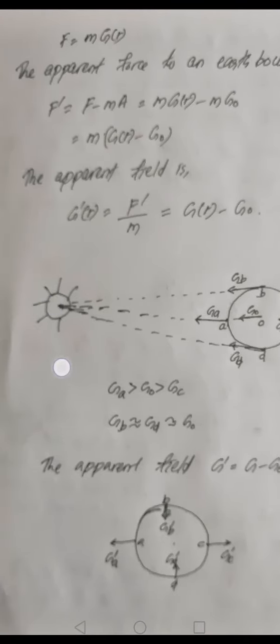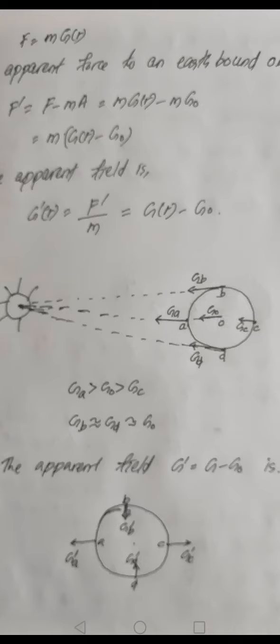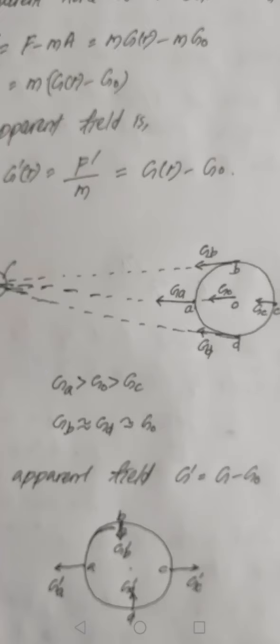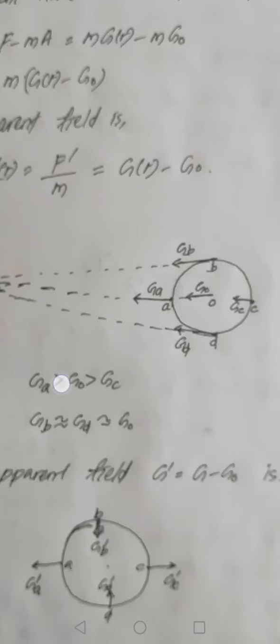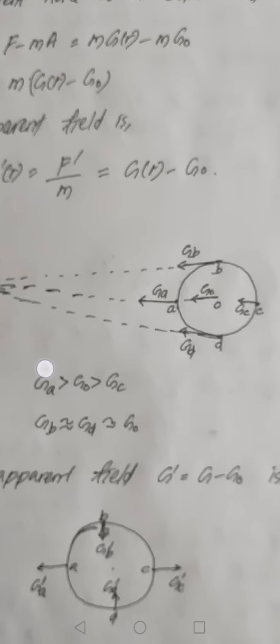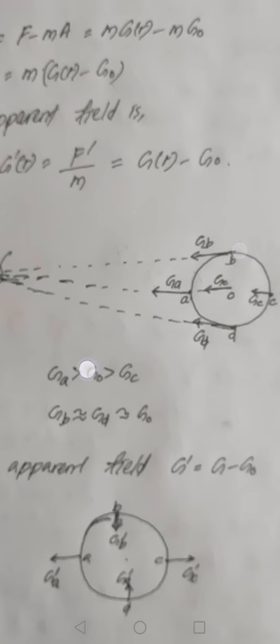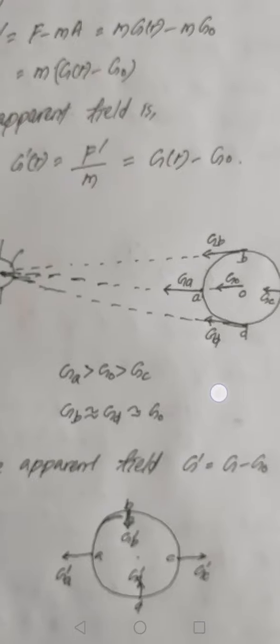This is our Sun, this is our Earth in a particular orientation. Here I dotted 4 points A, B, C, D, and O is the center. The field at O is called capital G0. GA is the gravitational field at point A, GB is the gravitational field at B, similarly GC and GD. It is towards the Sun.